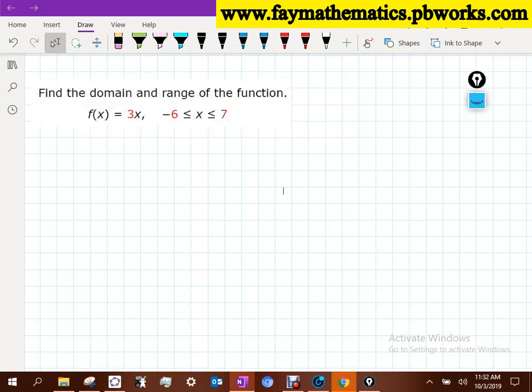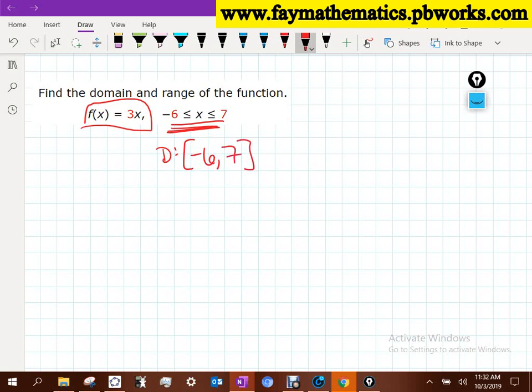The reason for that is because there's not right now a really nice way to find the range. But they ask it on these because they give you specific types of domains that allow substitution to work. If I'm thinking about the domain of 3x, normally the domain is all real numbers, but here they give you a restriction. You're only allowed to use a domain of -6 to 7.